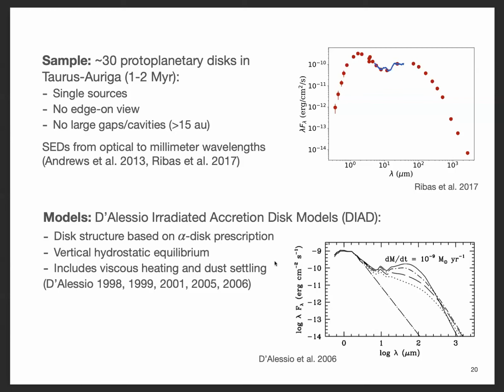And for the models, we were using the models by Paola D'Alessio, the D'Alessio irradiated accretion disk models, which I will call DIAD. And the reason for that is these are very physically motivated models. They use an alpha disk prescription. Remember that I mentioned that if you have a viscous disk, that will tell you what sort of structure you can expect for the disk. It takes into account vertical hydrostatic equilibrium, viscous heating. It incorporates the settling. So these are decently complicated models of protoplanetary disks. The only problem is that each of these models takes about 1 to 2 hours to run.